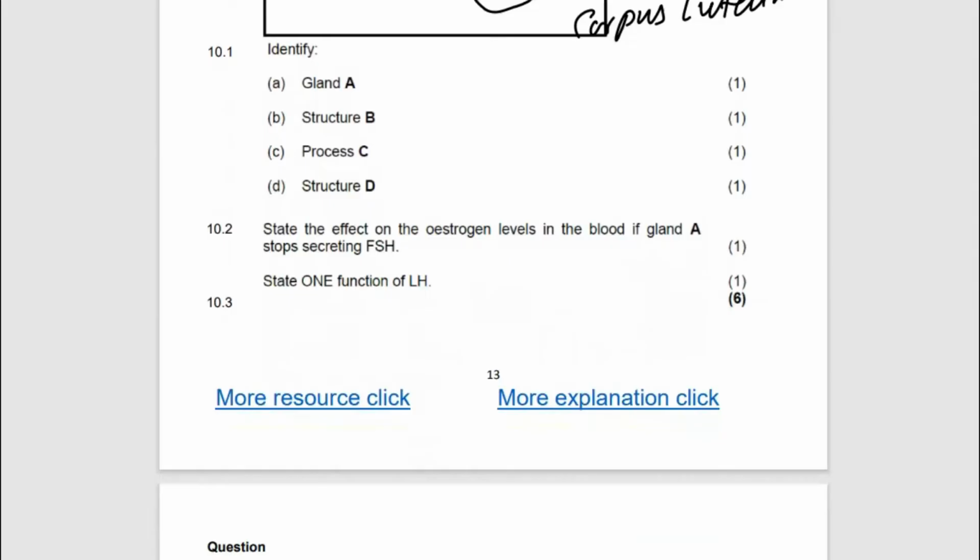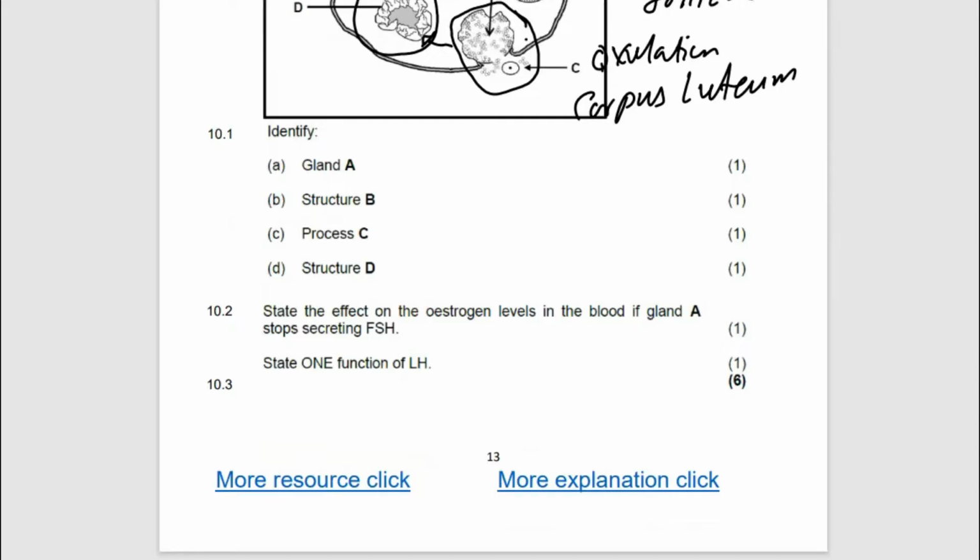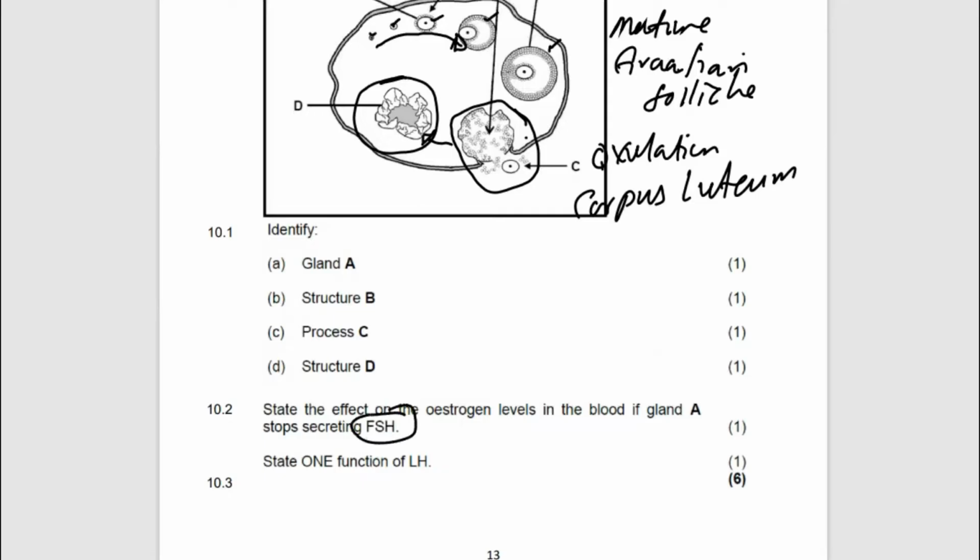They're saying, state the effect on estrogen levels in the blood if gland A stops secreting follicle stimulating hormone. So basically you have to know what the effect is. It's one mark, but you have to know the criteria behind it. What's the function of follicle stimulating hormone? The answer is already there: it is the hormone that stimulates the Graafian follicle. So if the Graafian follicle does not develop, and we know that this Graafian follicle is the one which produces estrogen.